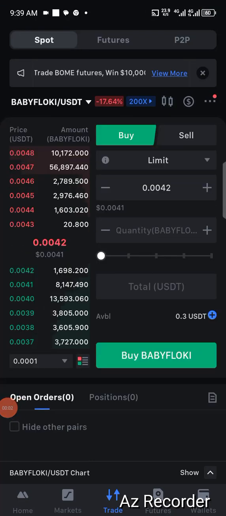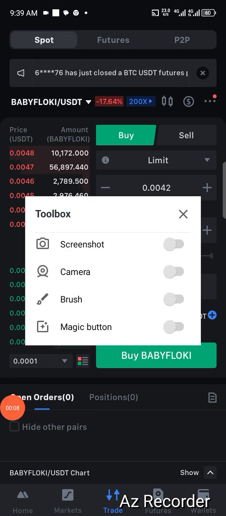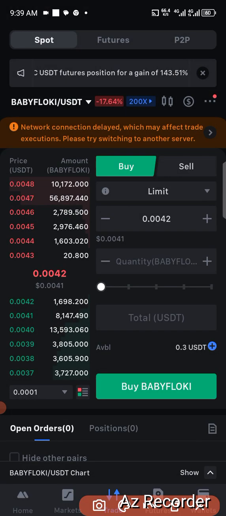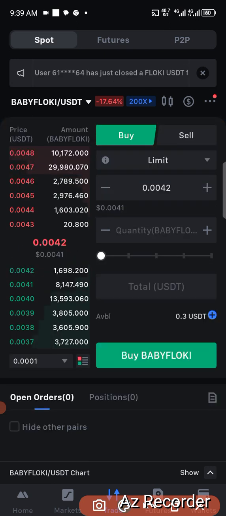Okay, my brother, this is what you actually do. Let me use this interface to explain this better. For instance, let's assume that I'm using this Baby Floki slash USDT. Are you getting it? Let's assume that I'm using this very one, so I'm actually trading on Baby Floki slash USDT. Now this is what you do.